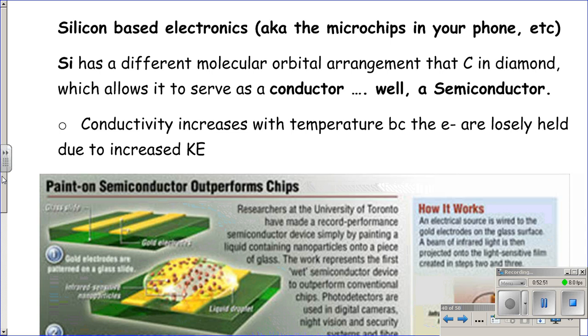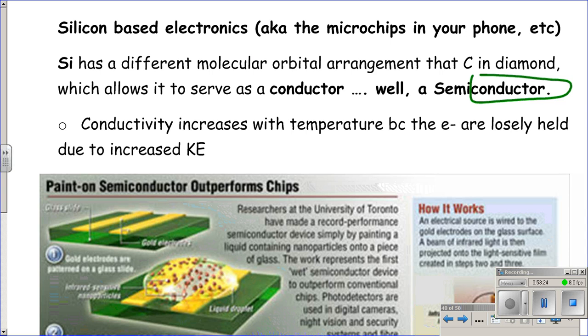Okay, like I was saying earlier, silicon is in the same group, but it has a different molecular orbital arrangement of its electrons, which gives it that metalloid ability. And that metalloid ability gives it the semiconductor ability. Semiconductor means a conductor under certain conditions. This is going to be super important for the next slide, because we have to talk about how to change the conductivity of semiconductors.